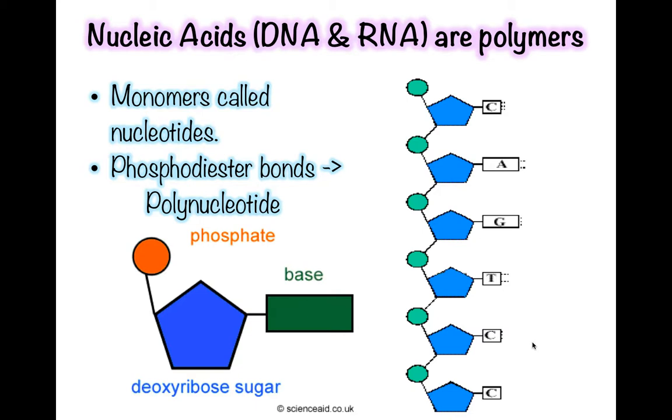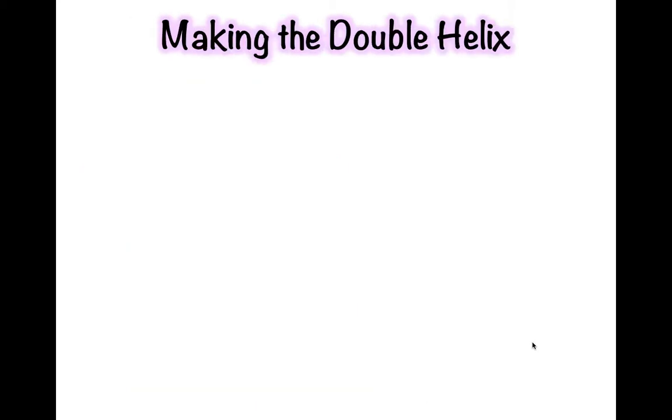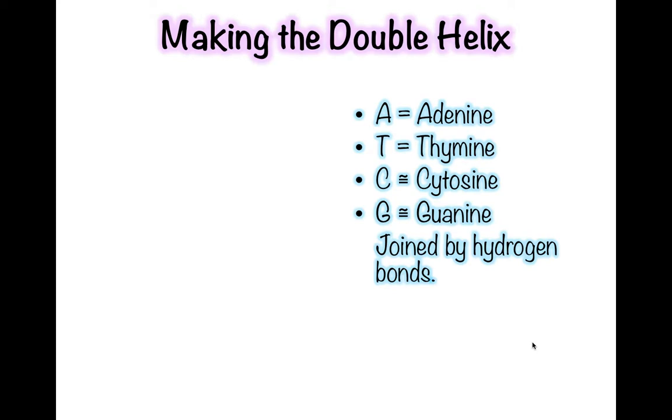Okay, so now that we've finished the RNA story, we just need to finish off our DNA story, and we need to turn DNA from a polynucleotide into a double helix. Now, you're going to love me for this. Now that we're in IB, you need to know the names of the 4 bases. So A stands for adenine, T stands for thymine, C stands for cytosine, and G stands for guanine.